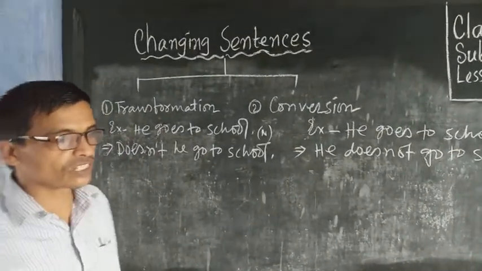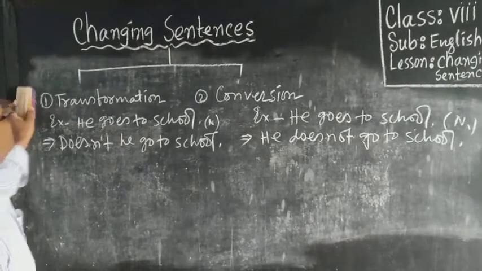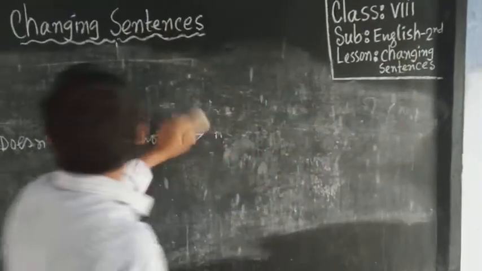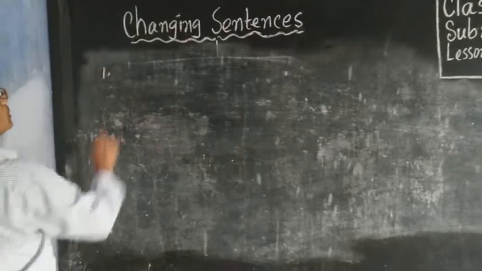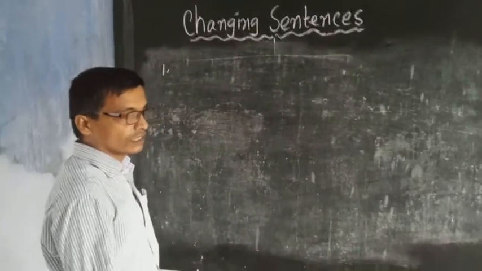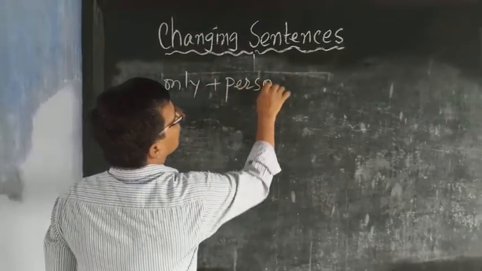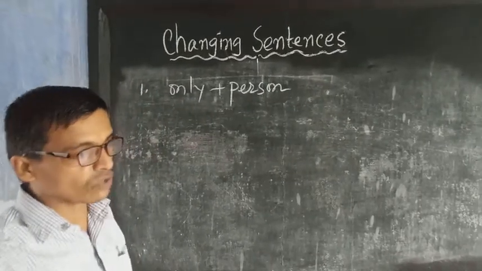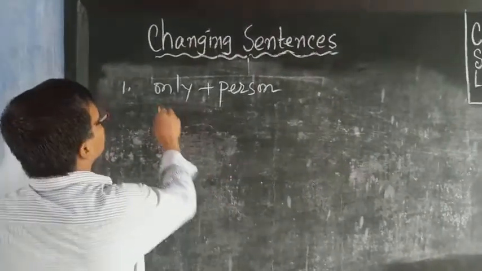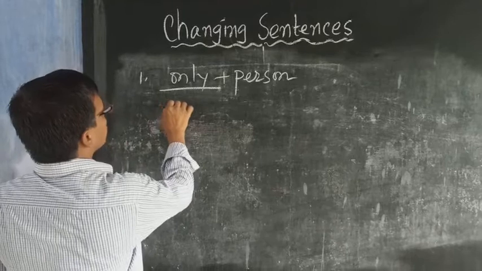So dear students, when we are going to do this effectively or flawlessly, we have to know certain rules. And now let's start the first rule. When there will be any word like only before a person in your sentence, how can we change this sentence from affirmative to negative? When we make it negative, instead of only, we will use none but.